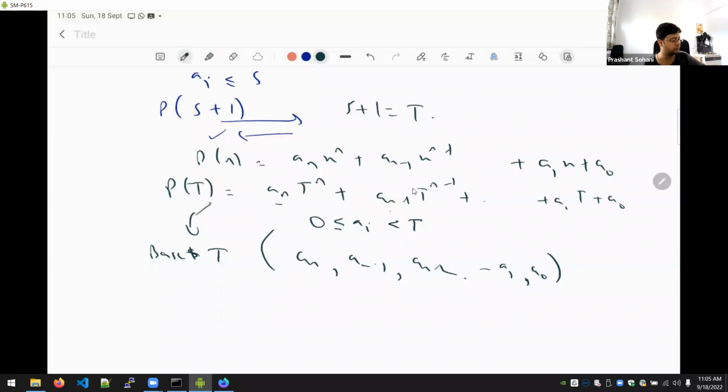That if you know the largest base which is sufficient to represent all the digits, and you ask Bob to evaluate the polynomial in that base, you will get the answer that you are asking for.